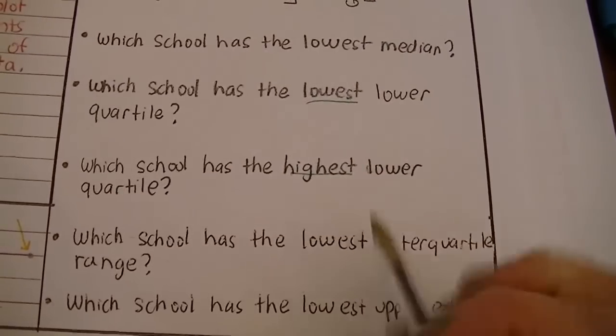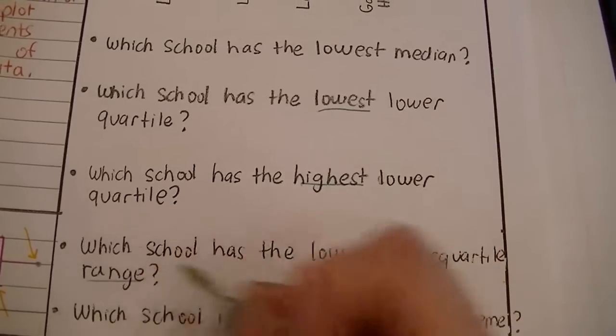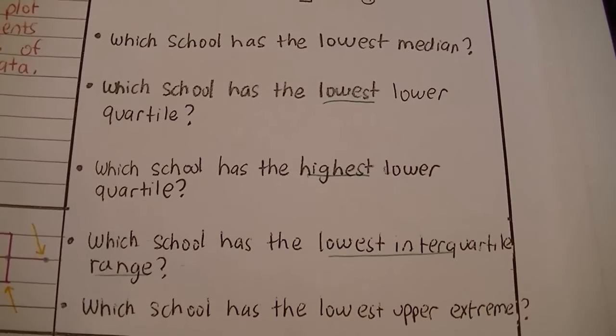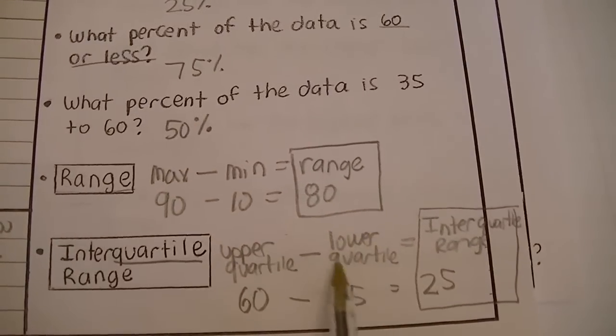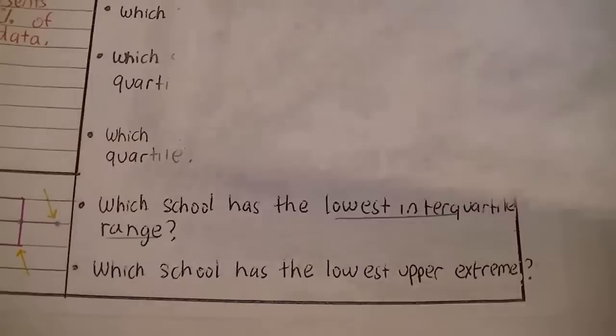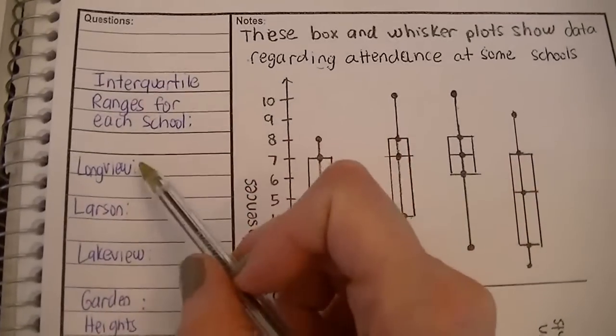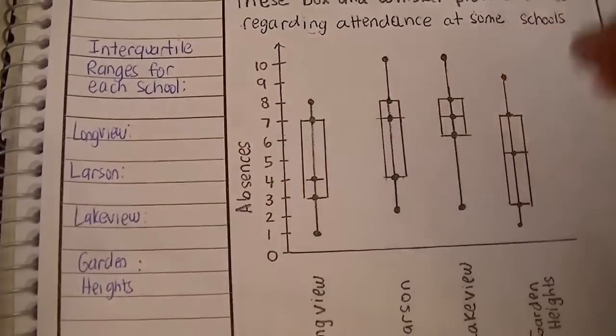Which school has the lowest interquartile range? To find the interquartile range, you would take your upper quartile, subtract your lower quartile, and you're going to do that for each one of the schools, okay? I provided some room up here to help you do that. I'll help you with a couple of them, but then I do want you to finish this on your own.